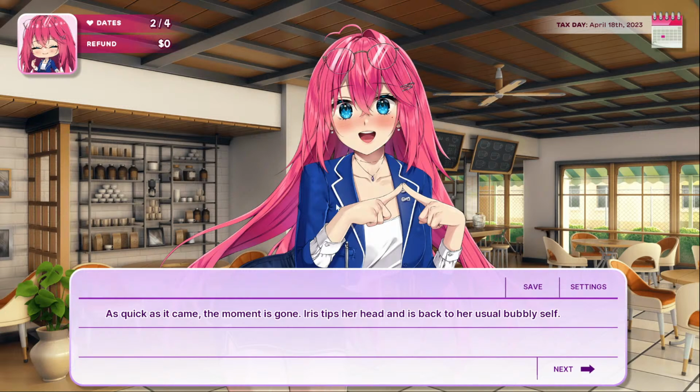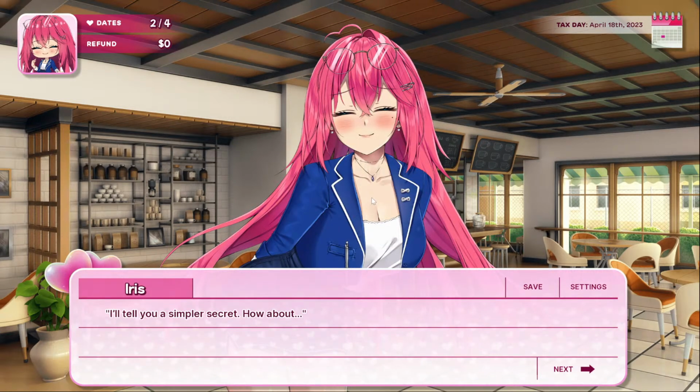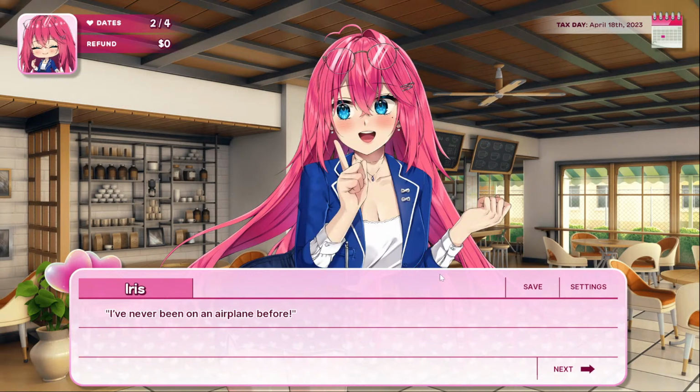Why are they very dangerous? As quick as it came, the moment is gone. Iris tips her head back as usual, her bubbly self. Don't mind me, Rich. She really hates tax accountants, eh? Simpler secret. How about... I've never been on an airplane before.